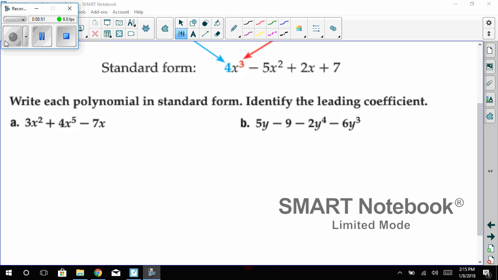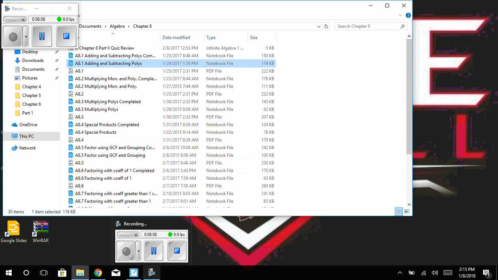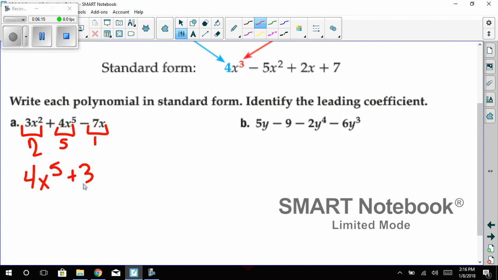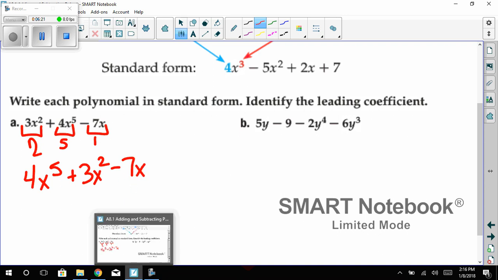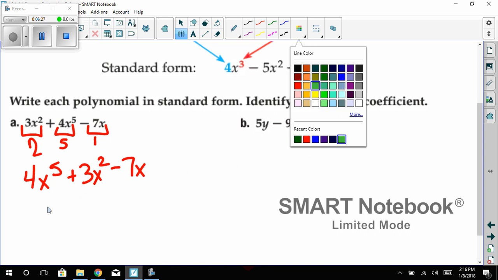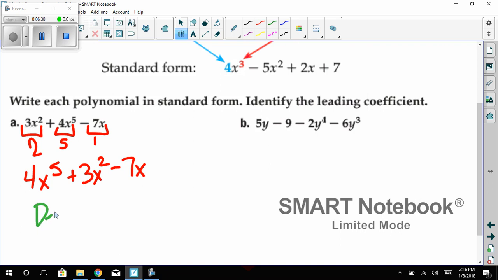First of all, we have to determine the degrees of each one of them. This one is degree 1, or 2, excuse me. This one is degree 5. This one is degree 1. Now I'm going to put those in order of greatest to least. So greatest, 4x to the 5th. Next is positive 3x squared. Last is negative 7x. Last thing is we need to state the degree. The degree is just the largest degree of a term. In this case, it's 5.